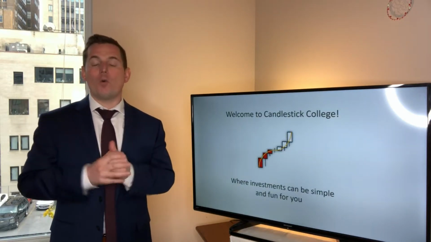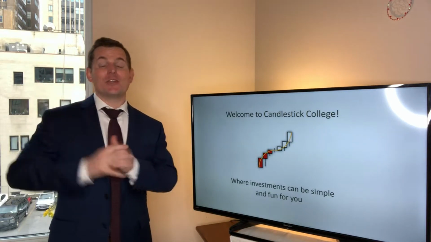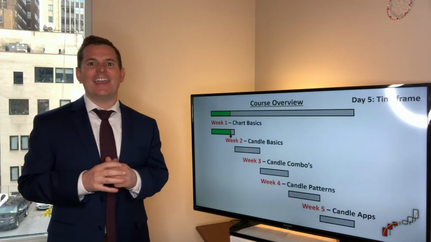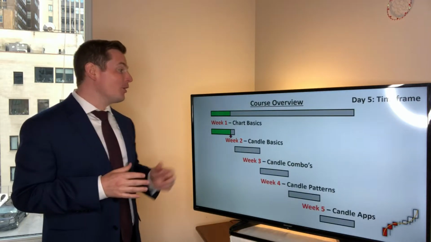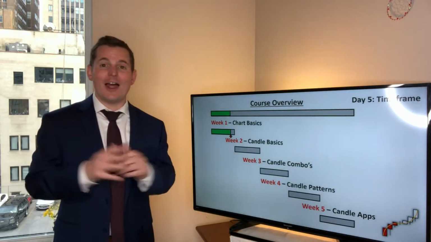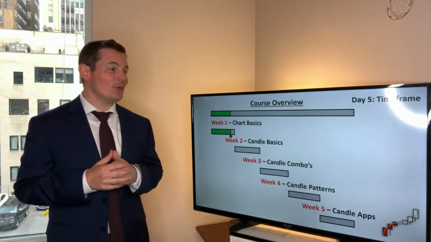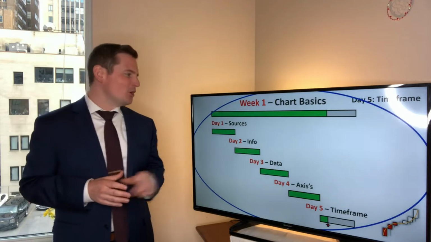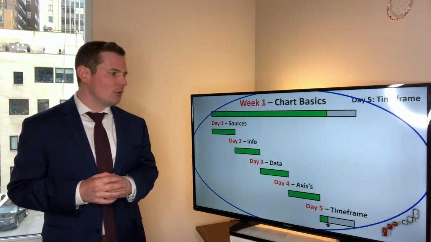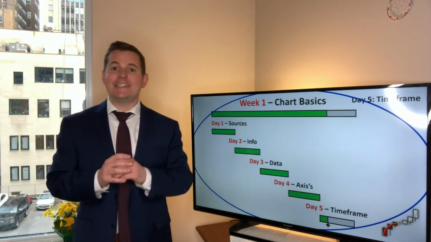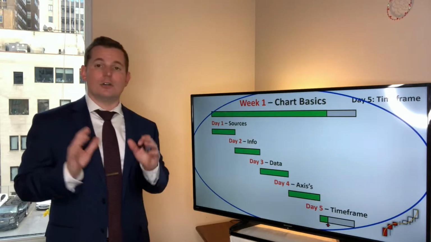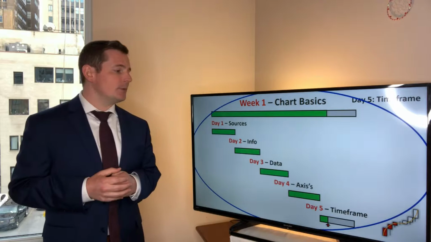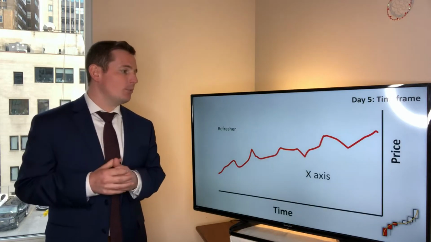This is week 1, day 5. So hopefully everyone is still in the right spot and progressing right along. We're making some great progress in week 1 of chart basics. And we're just going to zoom right into chart basics to see where we are in the course. And we are in day 5, and it is called time frame. And we're going to spend all day today talking about the time frame because it's super important.